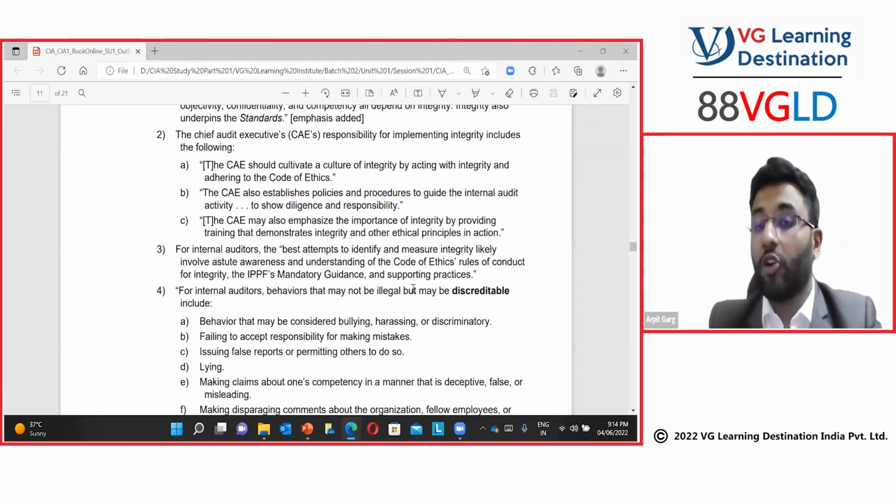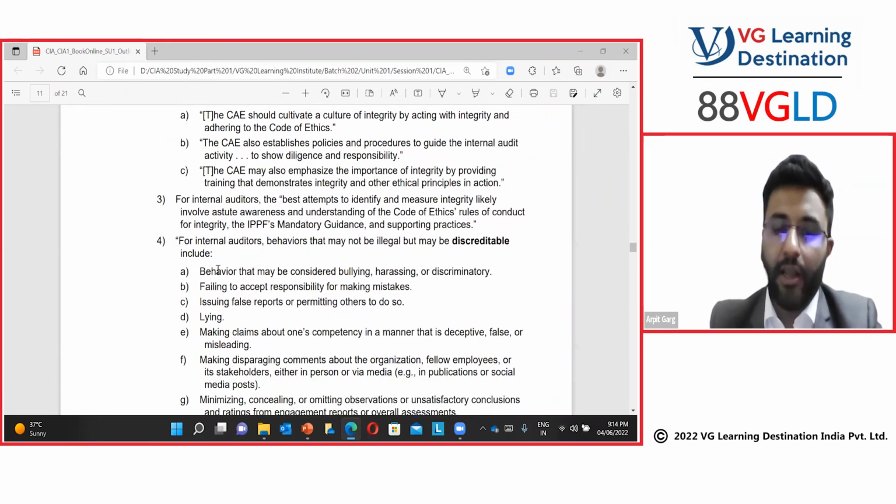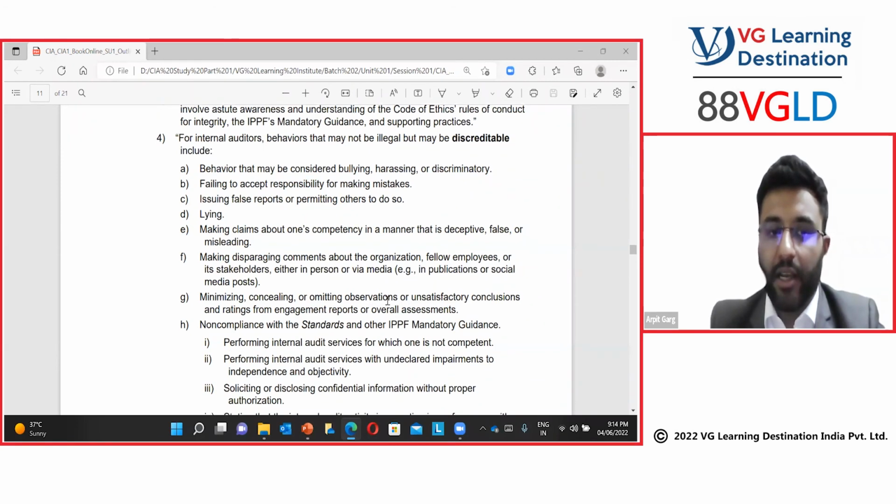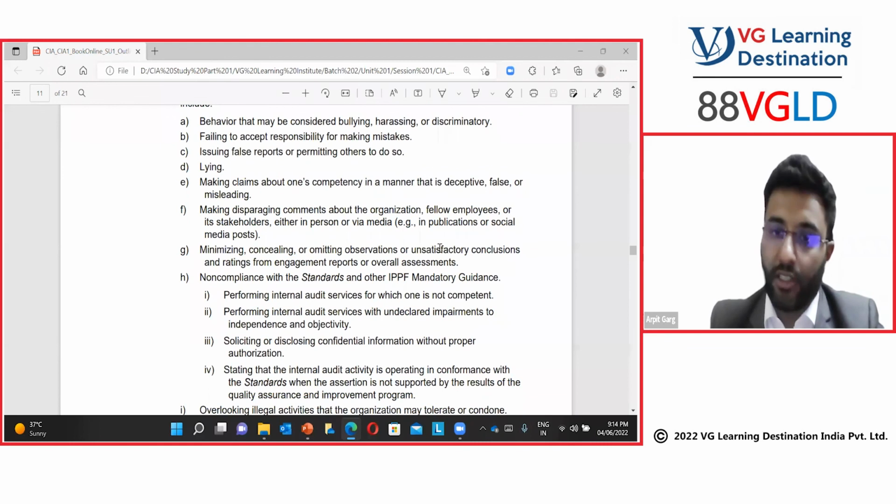For internal auditors, there is behavior that may not be illegal but may be discreditable. Folks, this is again important. What are the examples of discreditable behavior? As we covered, behavior that may be considered bullying, harassing, or discriminating; failing to accept responsibility for making mistakes; issuing a false report or permitting others to do so; lying; making claims about one's competency in a manner that is deceptive, false, or misleading; making disparaging comments about the organization, fellow employees, or its stakeholders, either in person or via media, in publications or social media posts; minimizing, concealing, or omitting observations or unsatisfactory conclusions and ratings from engagement reports or overall assessments.